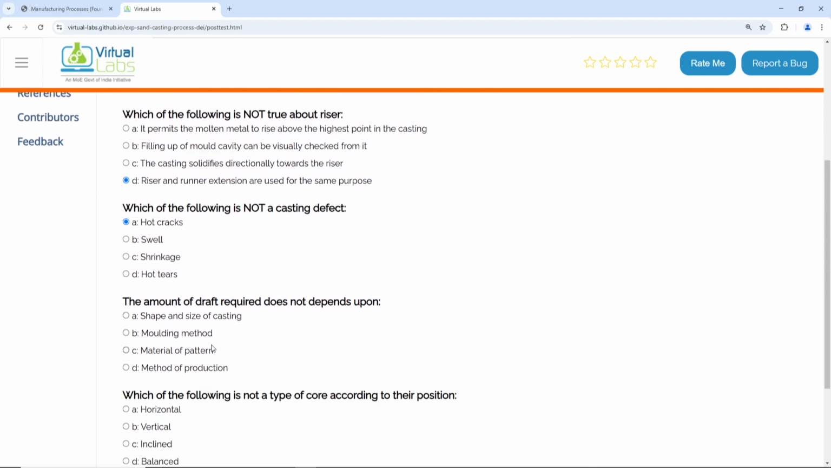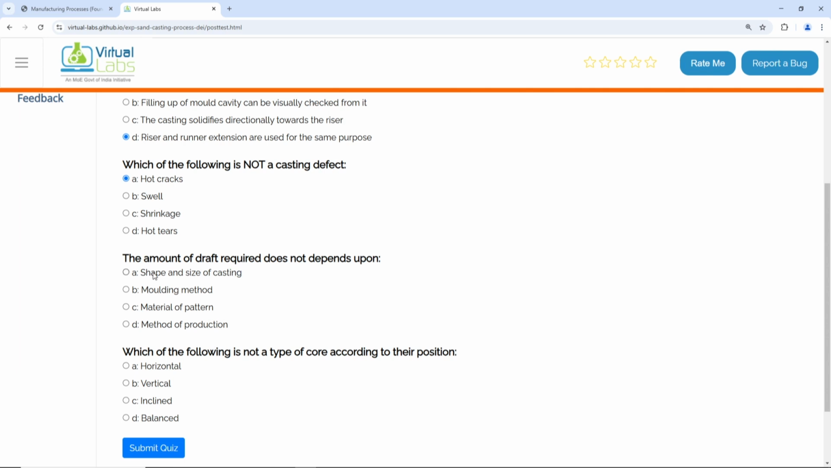The amount of draft required does not depend upon, it depends upon shape and size, it depends upon the molding method, material of pattern irrespectively there to the amount of draft. So material of pattern does not have any linkage with the draft. So this is the right answer. Method of production, yes, it depends on method of production as well, whether automated or manual.